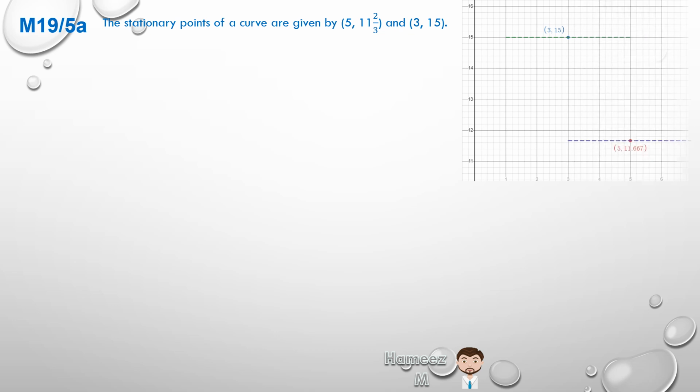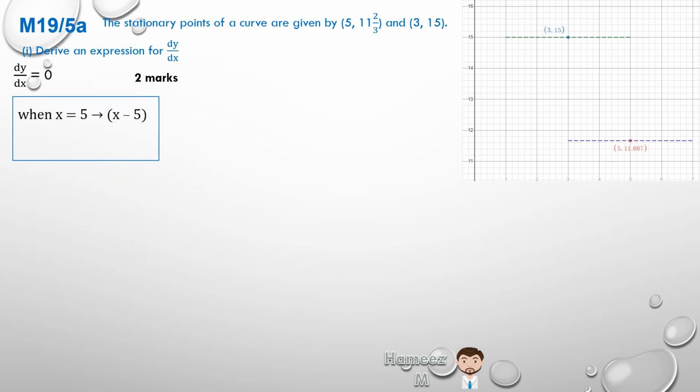May 2019, number 5a, the stationary points on a curve are given by (5, 11 and 2/3) and (3, 15). So let's bring up a graph indicating those points. So dy/dx is equal to 0. So when x is equal to 5, that indicates x minus 5. It can be used to represent that.